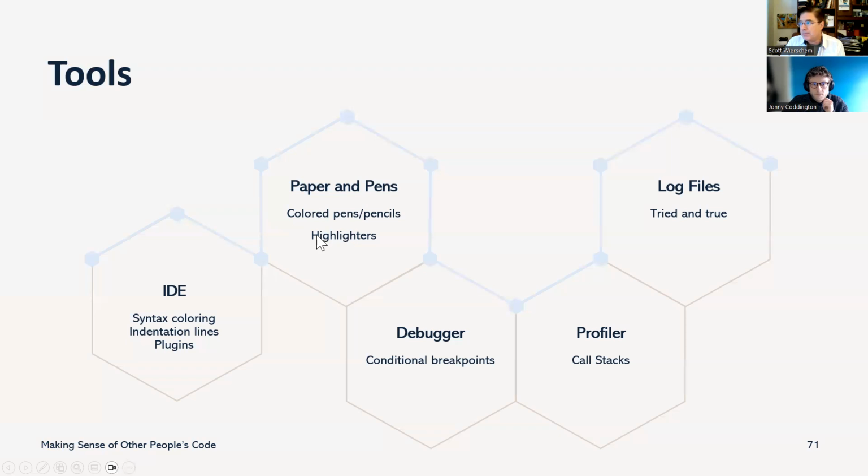I'm an old guy, so I still fall back on paper and pens and highlighters to draw things. You can use your debugger and set conditional breakpoints to see how the code works. If it's a particularly difficult issue and it seems to be using a lot of memory or a lot of CPU, you can use your profiler and check out the call stacks when it gets to a certain particular state. We always have our tried and true log files, right? And that's what we've used from the beginning of time.